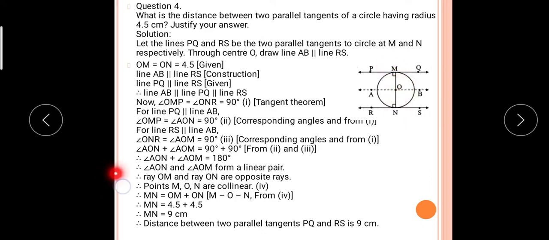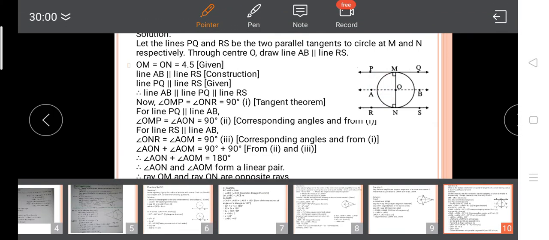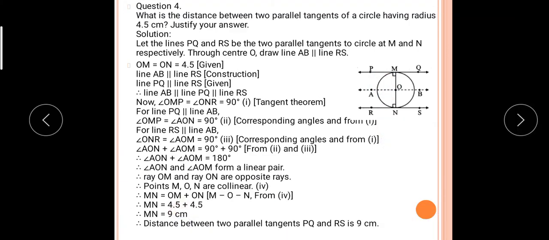Which 3 points are collinear? M, O, N. We can't say it directly; we have to prove these 3 points are collinear, and only then can we say that the distance between these two parallel lines is MO plus ON, that is 4.5 plus 4.5, equal to 9. If you mention just these 3-4 points, you will get just half marks. This is a 3 marks question. First you have to prove that the points M, O, N are collinear, and then we can write MN is equal to 9 centimeters. Therefore the distance between the two parallel tangents of a circle is equal to 9 centimeters.